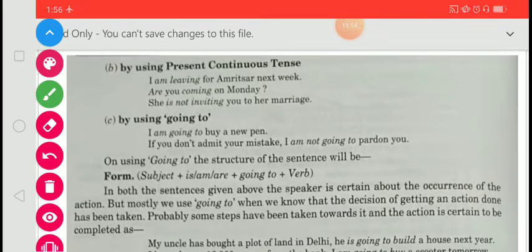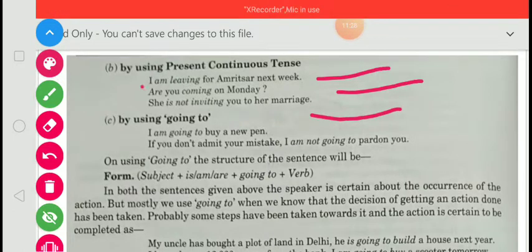By using present continuous: I am leaving for Amritsar next week. Are you coming on Monday? She is not inviting you to her marriage. Here, students, you can see that we have used the structure of present continuous tense, but they are expressing future time. So future time can be expressed by using simple present tense, present continuous tense, and by using helping verbs will, shall.